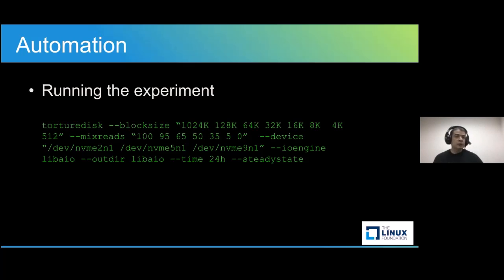This is an example of how we run torture disk against three hard drives, NVMe 2, 5, and 9, and running all those different block sizes. The mixed reads are the read-write ratio. And even though it just shows something like 10:0, it actually tests the other way around too.